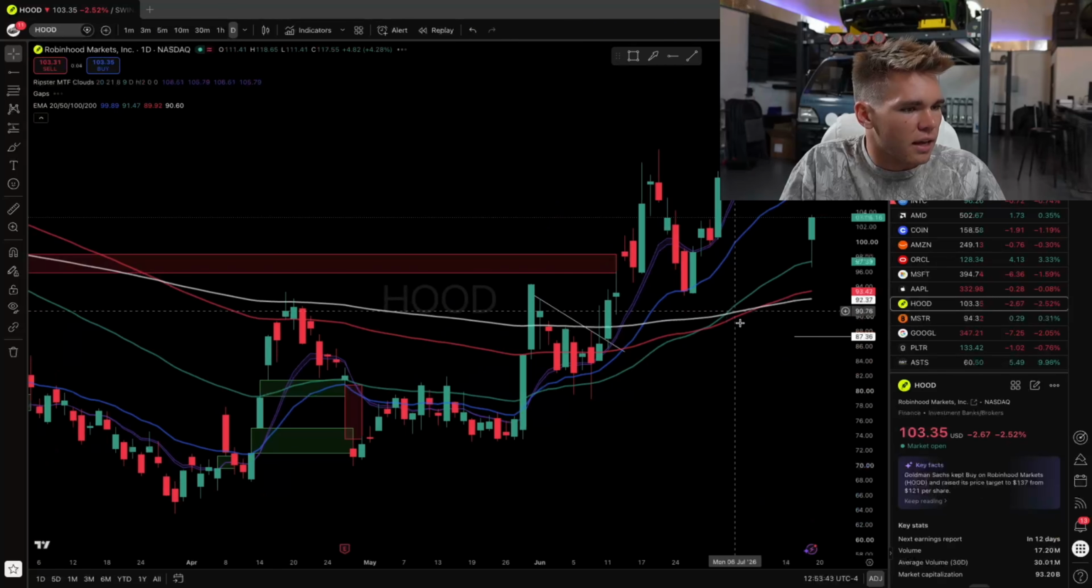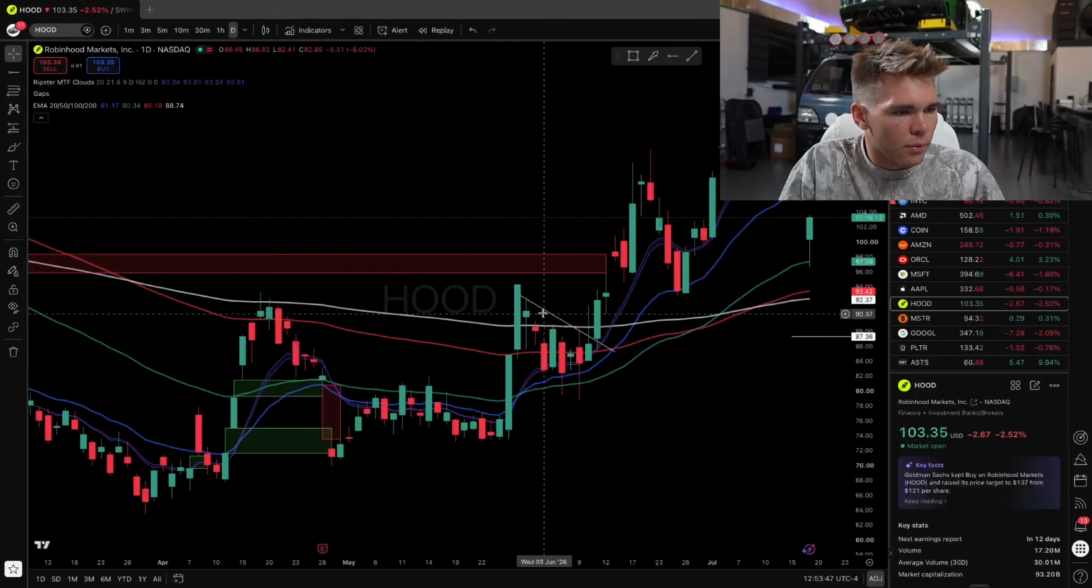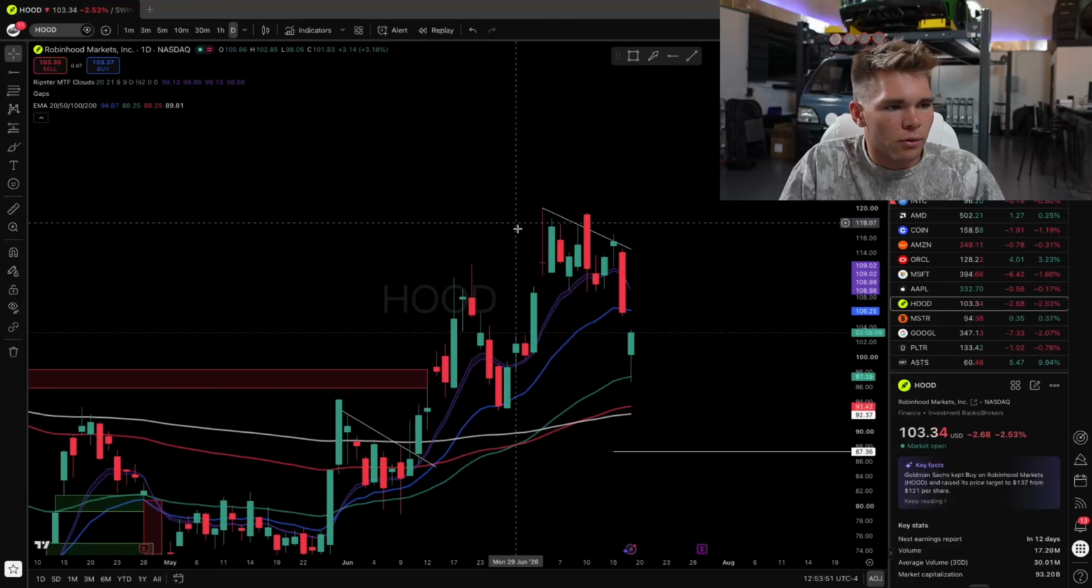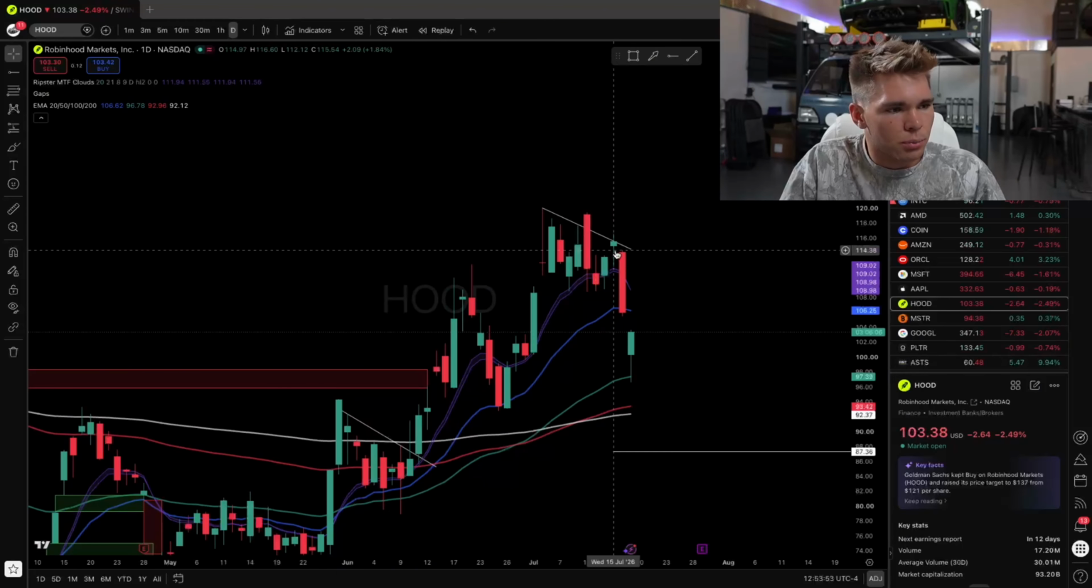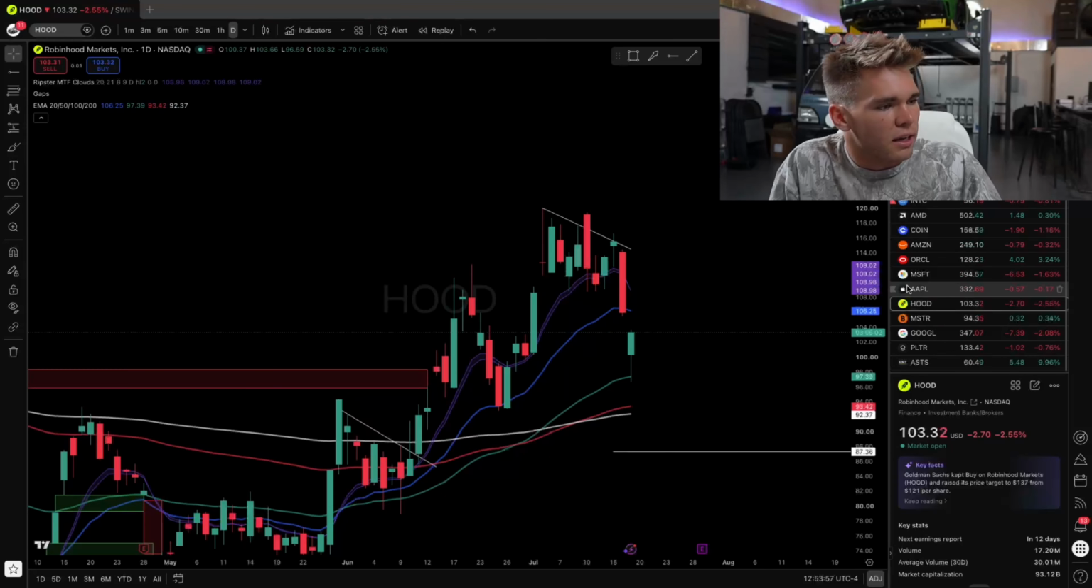Another example of that is going to be here on Hood. Hood had a move up, pull back with resistance. Once it broke out right here, we had another move up. Another move we were watching for this week was to break out of this resistance. As you see, sellers did take over, so there was no play in it.